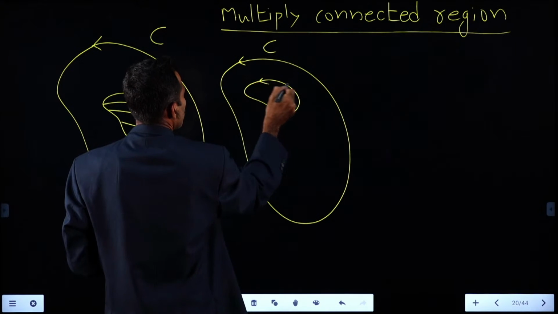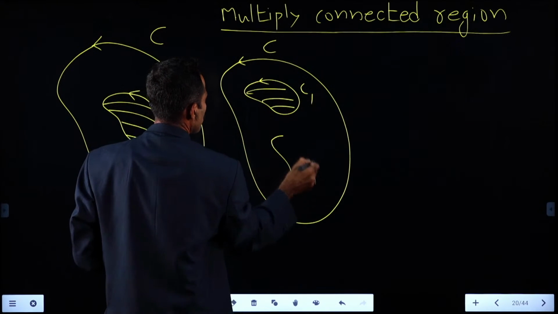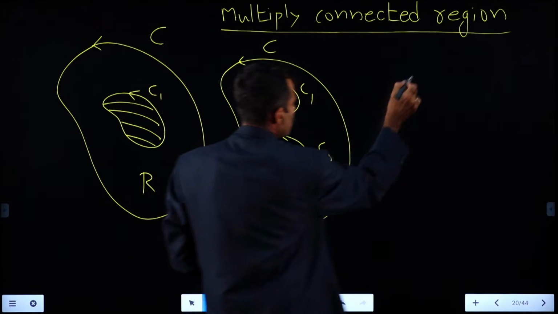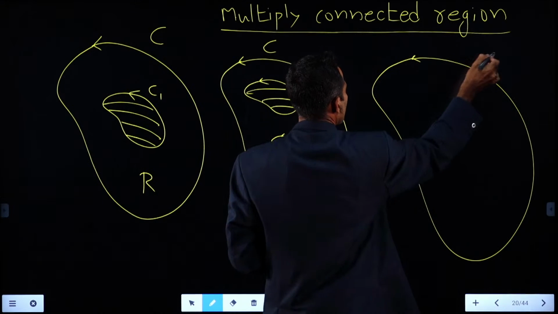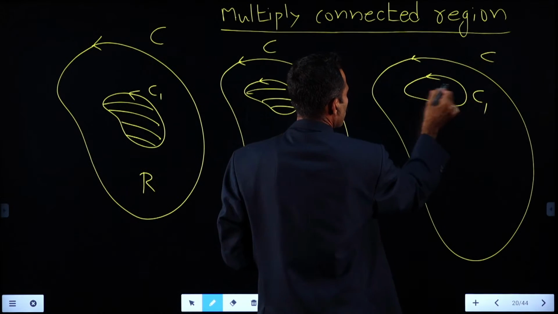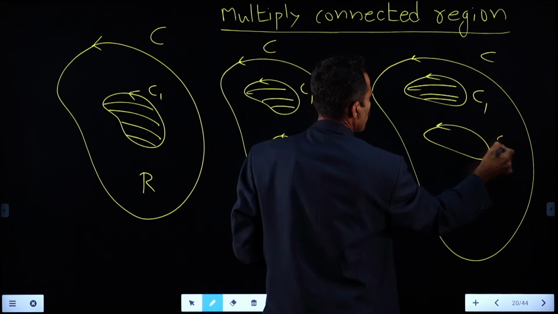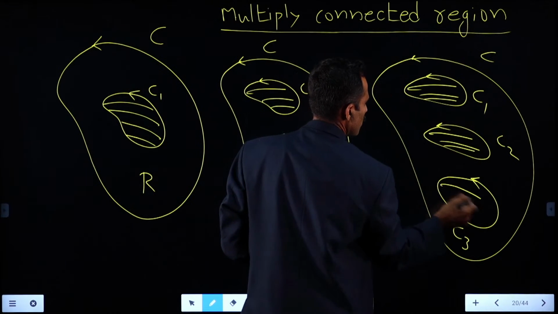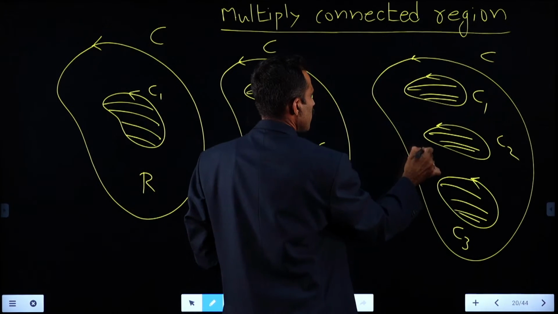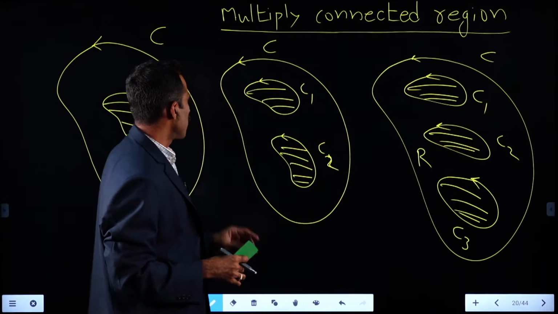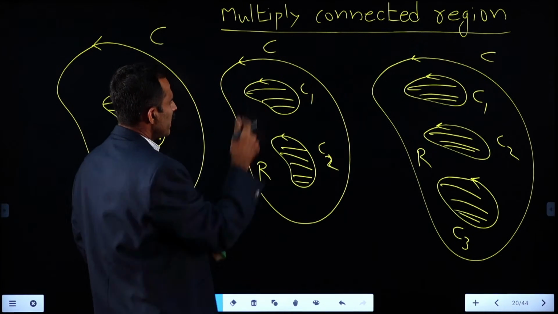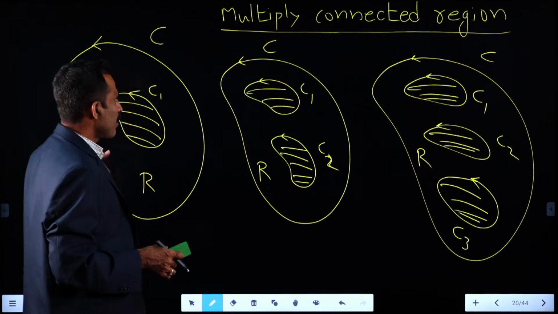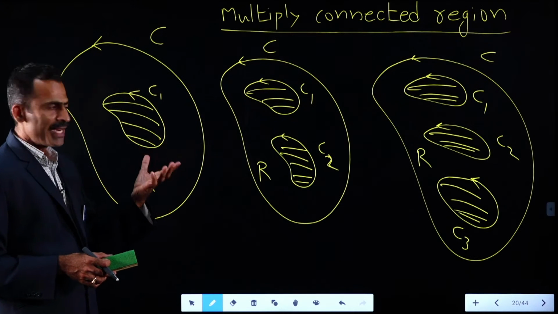C, C1, C2. Here the region is interior to C, exterior to C1, C2, C3. Here the region is interior to C, exterior to C1, C2 only. Not within C1, not within C2. So these types of regions are called multiply connected regions.